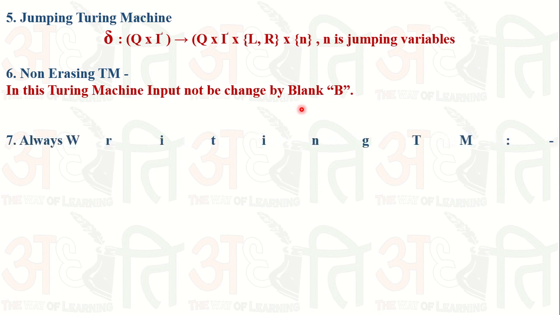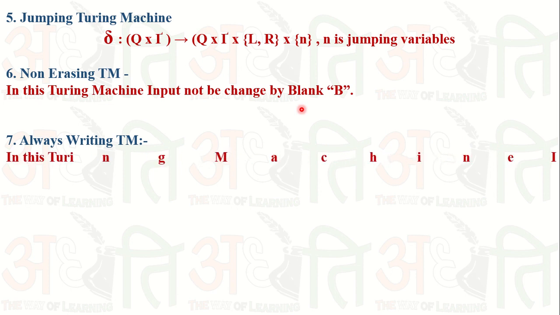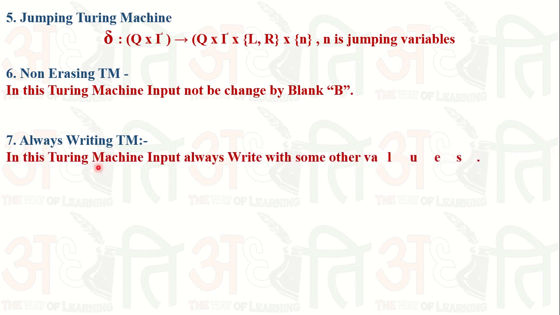Then the always-writing Turing machine. It means whenever we read any input data, that data must be written in another form, not remaining the same. So in this Turing machine, the input is always overwritten with some other value. Then the Turing machine is known as an always-writing Turing machine.